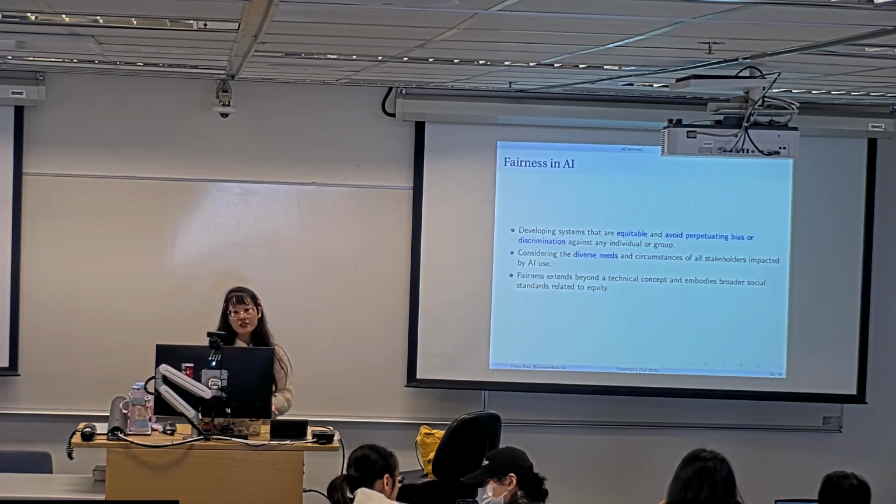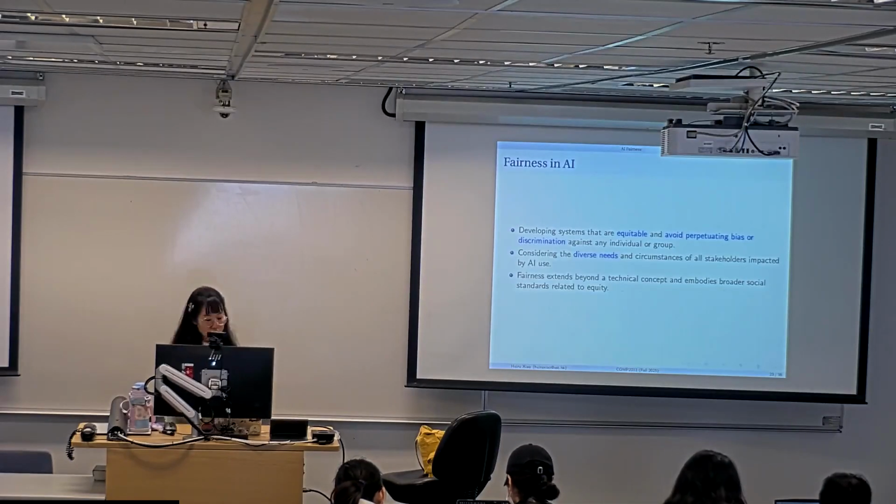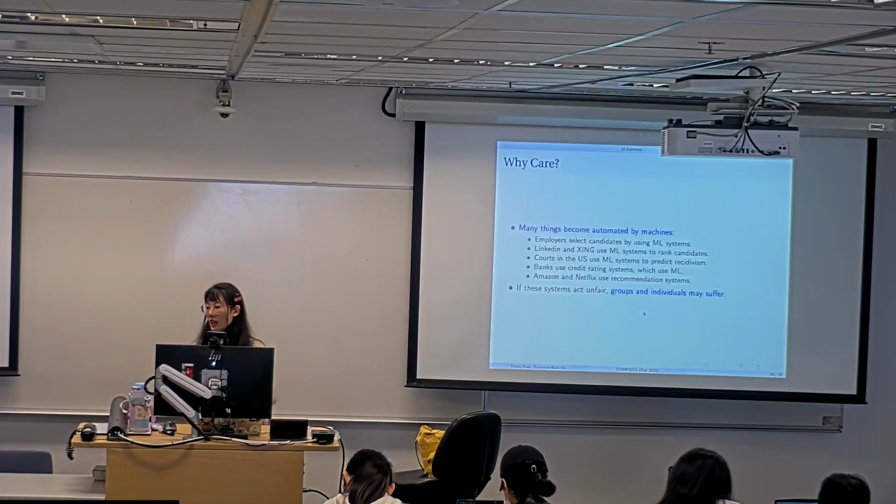We know that fairness is not a concept in AI. Fairness is a concept in social justice, right? It just goes beyond such technical concepts. We first have to know what is fairness in social justice, what is equity, equitable, all these things. Then we can know what it means in AI. Second question, why? Why should we care about fairness?